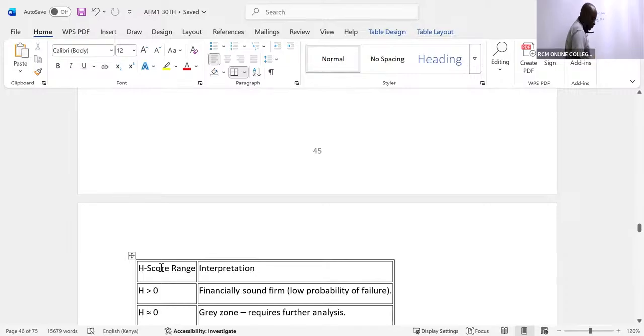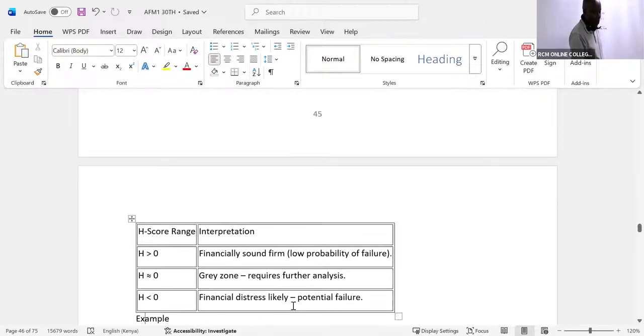Now, the most important thing, ladies and gentlemen, under the Fulmer model, you need to know how to interpret the H. So in this case here, we have our H. H equal to 0 is neutral. And then, of course, this side will be negative. This side here, H will be positive. And we are told that if H is greater than 0, if it is positive, then this organization is financially sound. The organization is doing very well. If H is 0, that is, it's a gray zone, it requires further analysis. And if H is negative, it is an organization which is financially distressed.